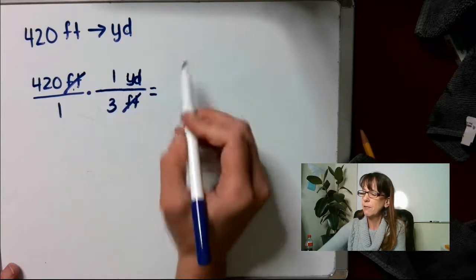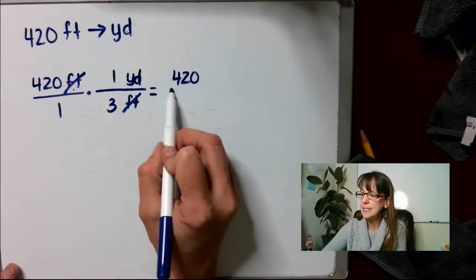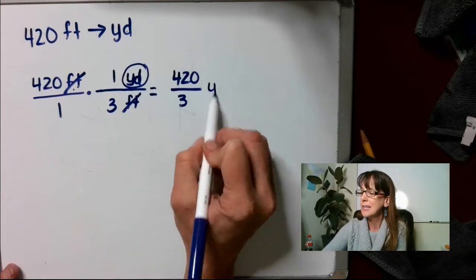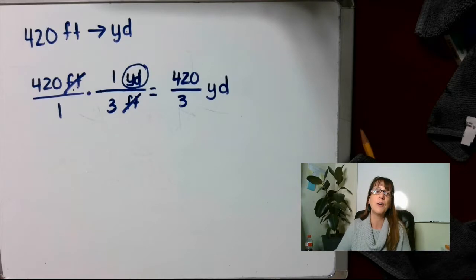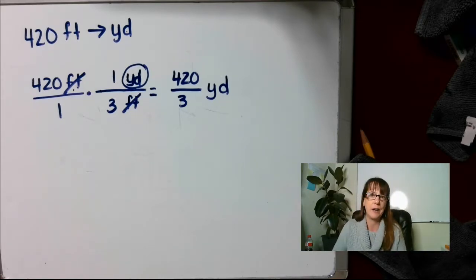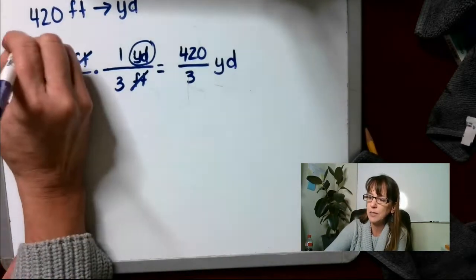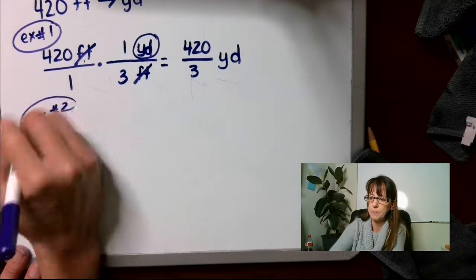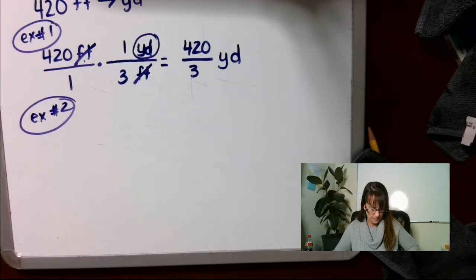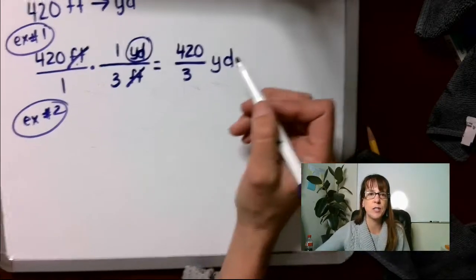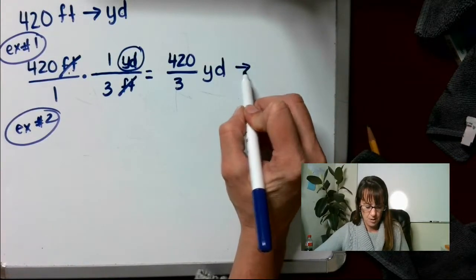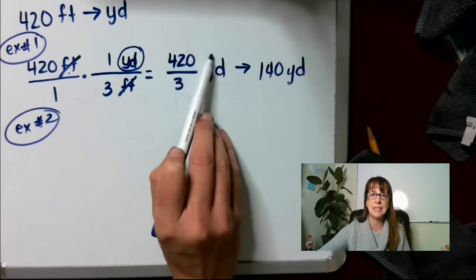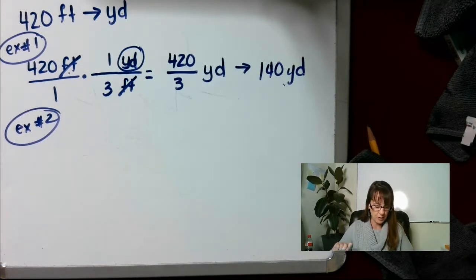Upstairs, I have 420. Downstairs, I have 3. And then my only remaining unit is yards. Guys, you can totally just leave it like this. I know you know how to use a calculator. Just leave it like that for now, okay? So that was example number 1. Let's do example number 2. If you did want to convert this, do it on the calculator, you would end up with 140 yards. So you can leave it like this. I need to see at least this, and then you can convert it if you need to.